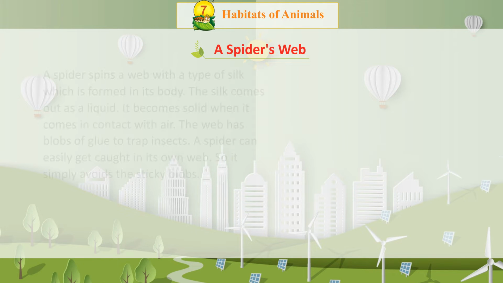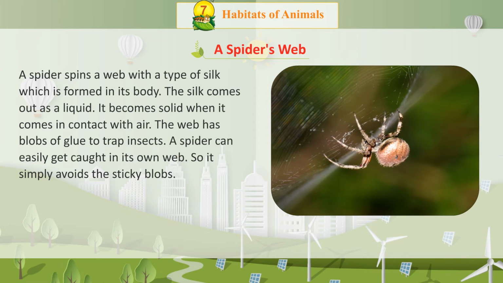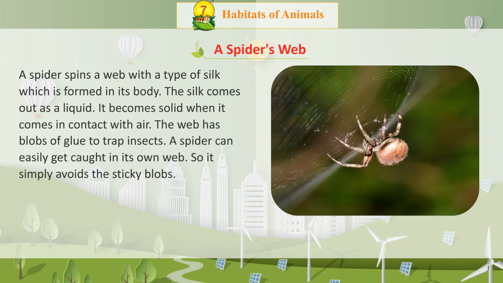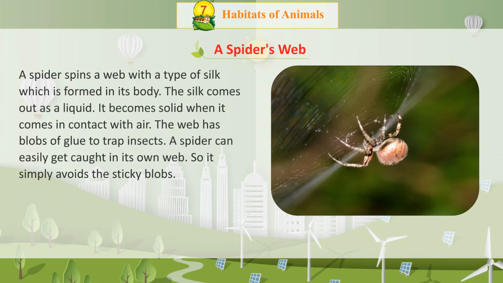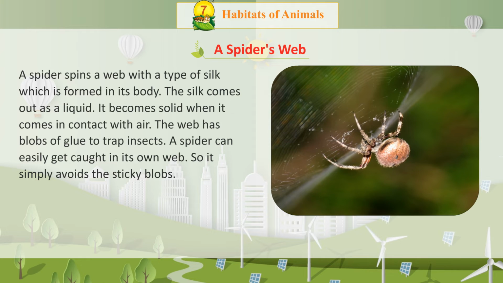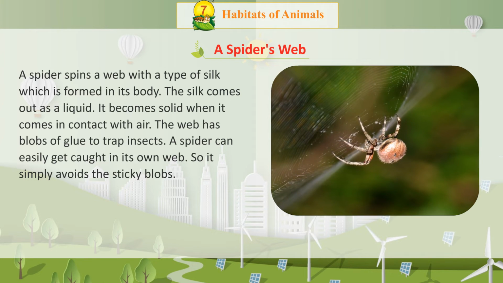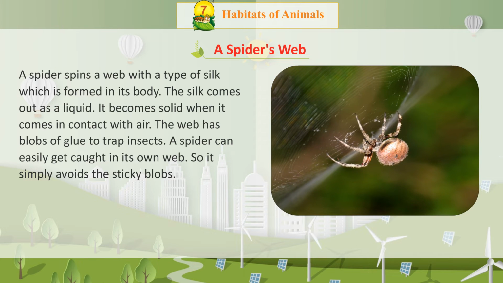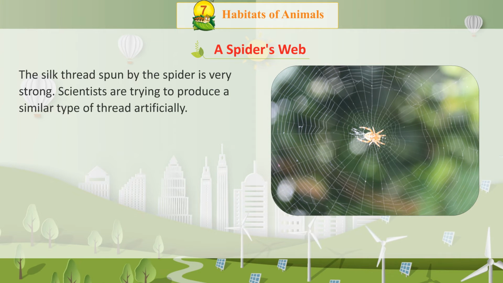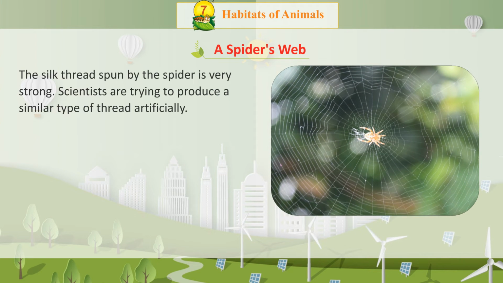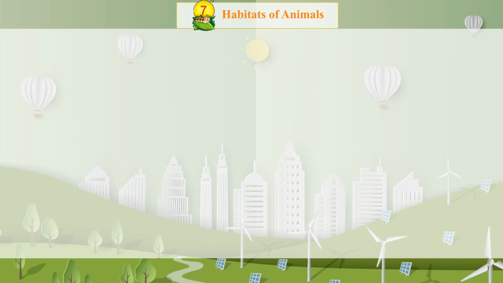A spider's web. A spider spins a web with a type of silk which is formed in its body. The silk comes out as liquid. It becomes solid when it comes in contact with air. The web has blobs of glue to trap insects. A spider can easily get caught in its own web, so it simply avoids the sticky blobs. The silk thread spun by the spider is very strong. Scientists are trying to produce a similar type of thread artificially.